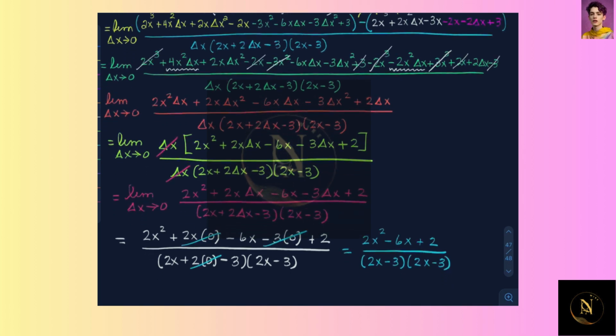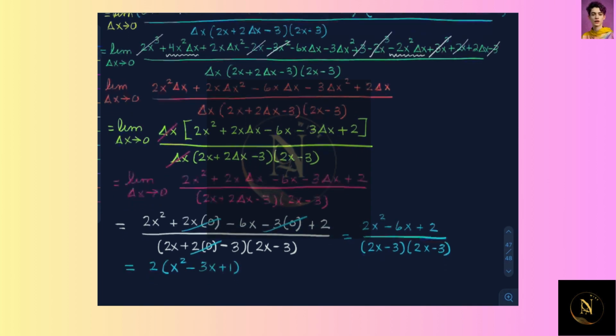And if you want to, you can factor out a greatest common factor in the numerator and be left with 2 times the quantity x squared minus 3x plus 1. And since both factors in the denominator are identical, we could display it as 2x minus 3, the quantity squared. So that is equivalent to our derivative.